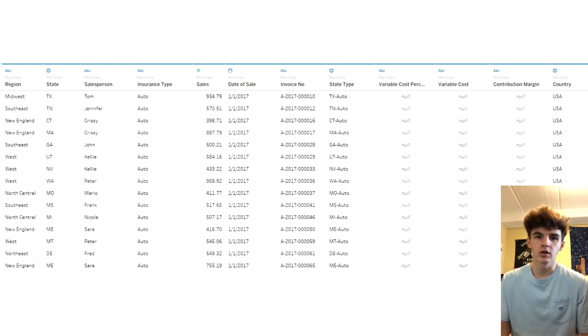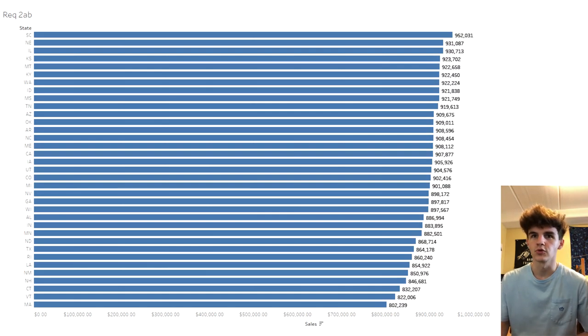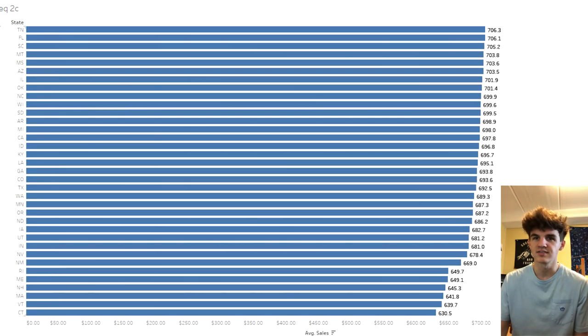So, starting on the requirements for 2A, the highest sales was New Jersey at just over 1.145 million. For the lowest sales, it was Massachusetts at just $802,000. For requirement 2C, the average amount of insurance sold per state was $695. So closest to this was Kentucky.